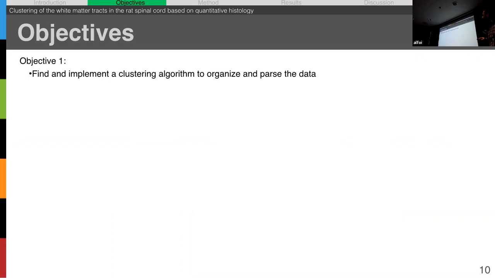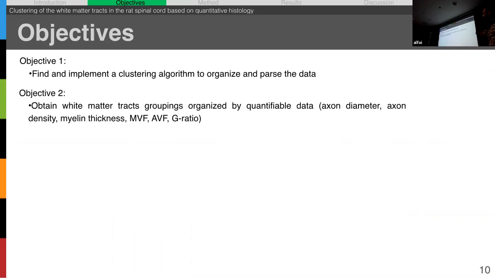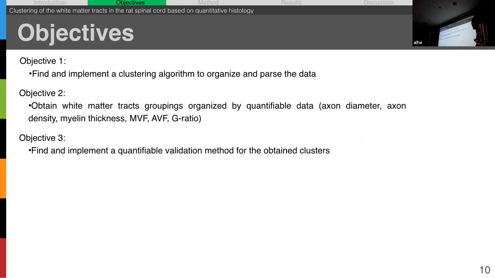With that being said, we wanted to implement a clustering algorithm that would be able to organize the white matter tracts of the spinal cord. And then we wanted to obtain these groupings using quantifiable data. I'll go into more detail about what our input data will be later on, but we're looking at axon diameter, axon density, myelin thickness, myelin volume fraction, axon volume fraction, and g-ratio as our input data.